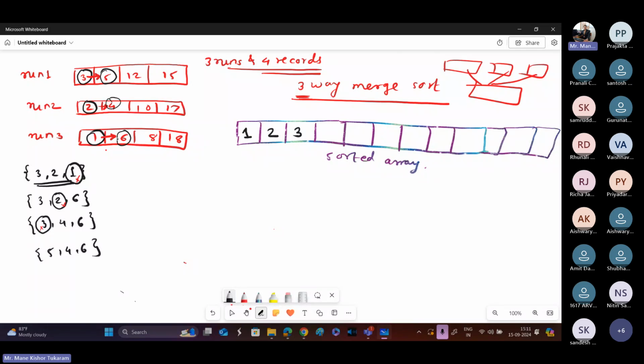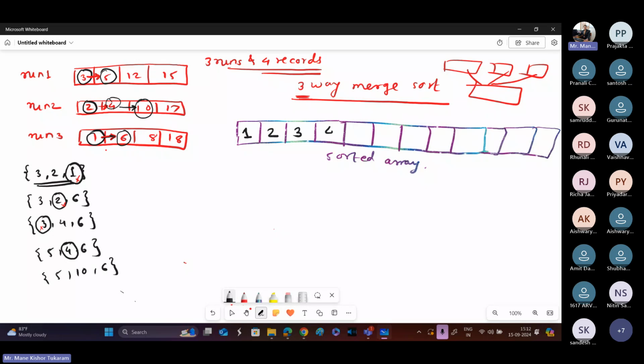So the first step is we take the first element from each run: 3, 2, 1. Whatever the lowest element is, we move it to the sorted array, and the replacement is the next element from the same run. So 1 is in the third run, so whatever the next element is, it will be from this run. So we take the 6. Then we move the 2; the next element is 4. Move the 3; the next element is 5. So this is the first stage. Now we again search for the smallest element, that is 4, and load another element from the same run, so 5, 10, 6.